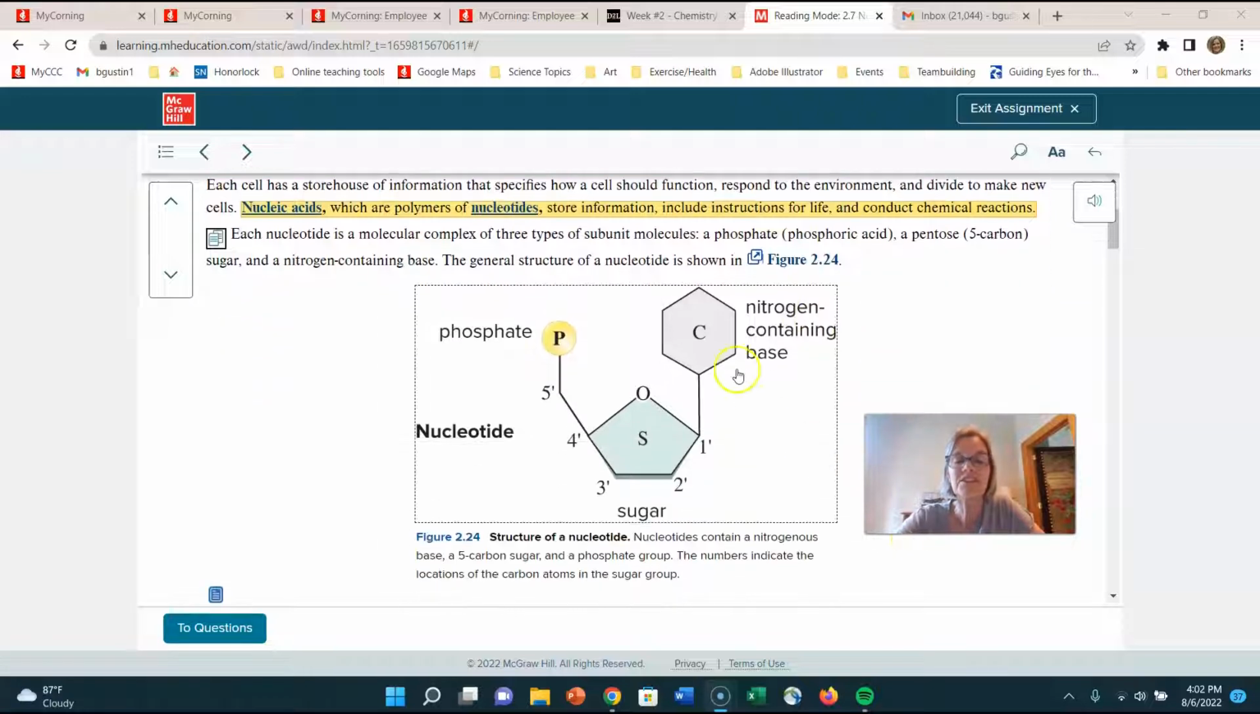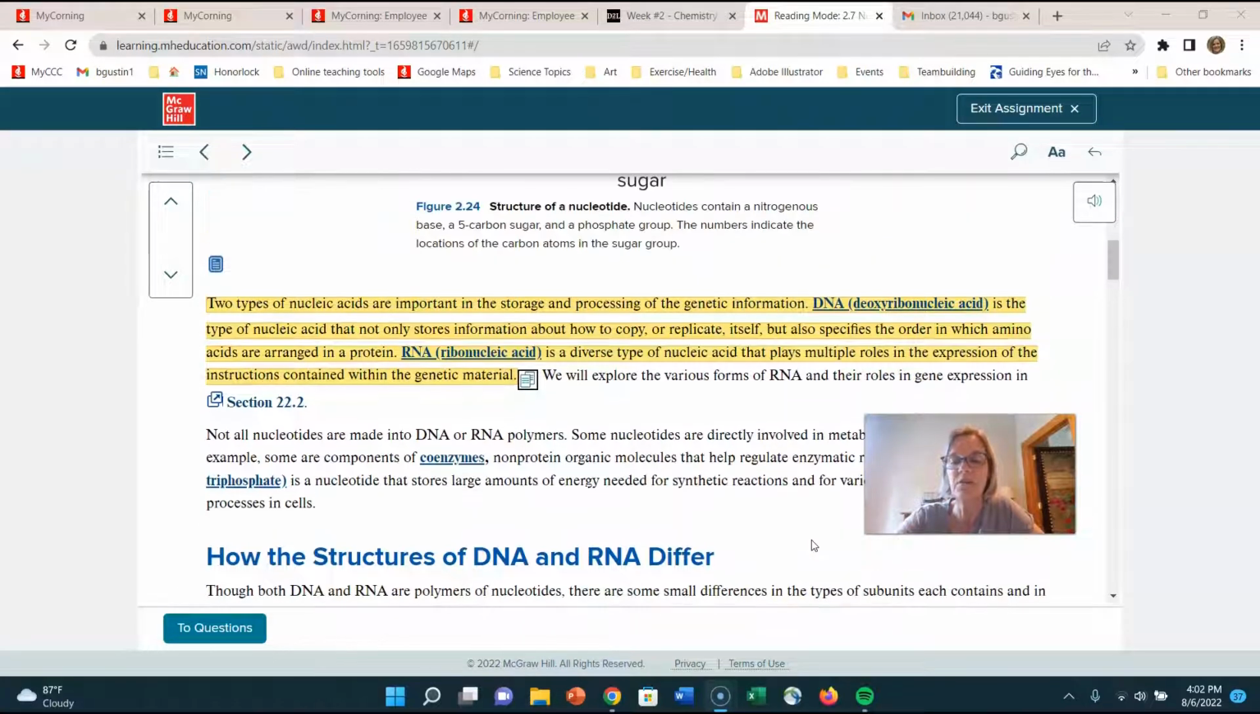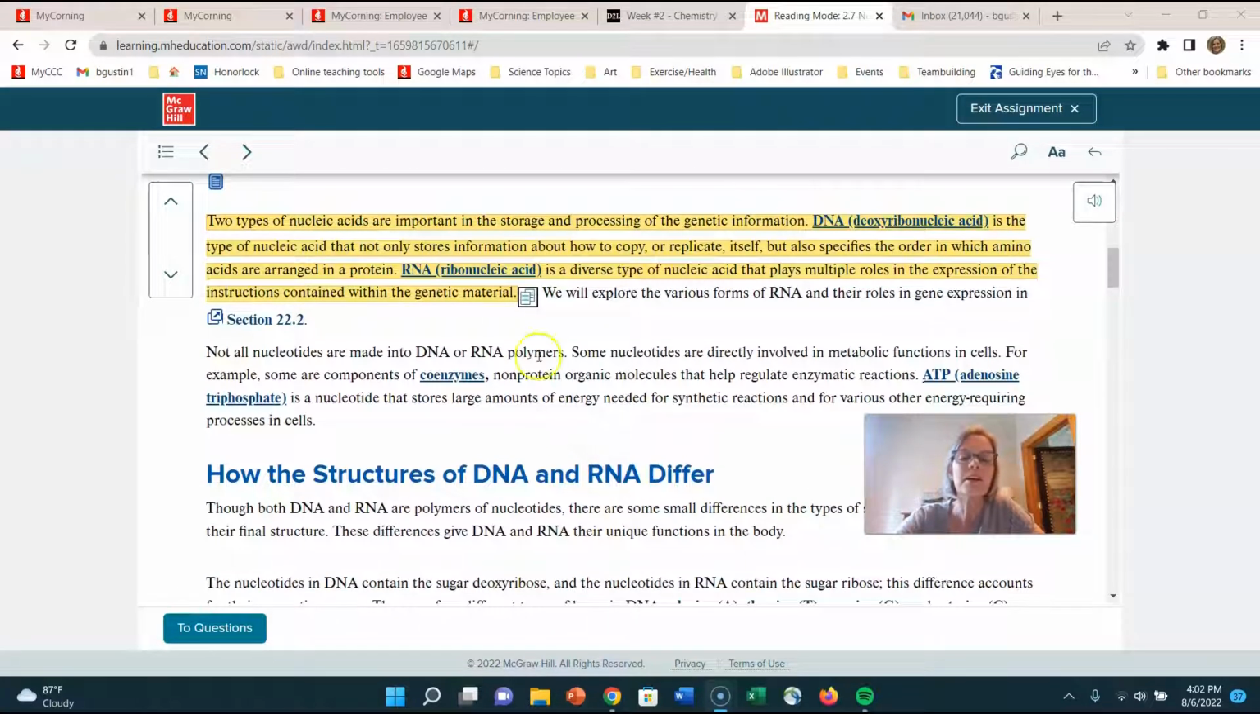And so it's telling you a little bit more about the structure of nucleotides. I'm not going to go into that. Just again, it's just beyond the scope of what I can do in this course. But the thing to remember about nucleic acids is the two major ones are DNA and RNA. And we've all heard of those.